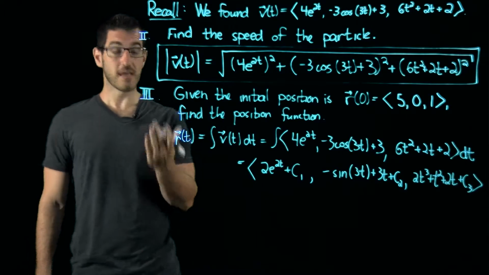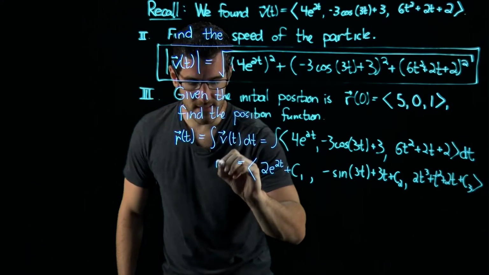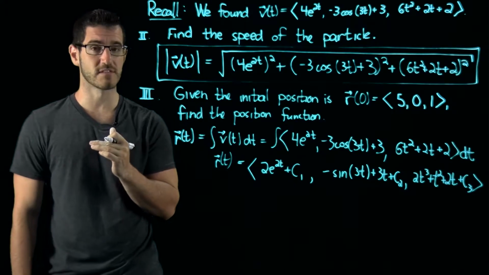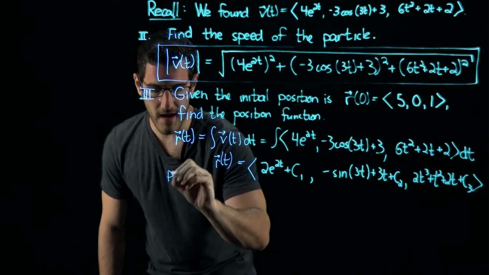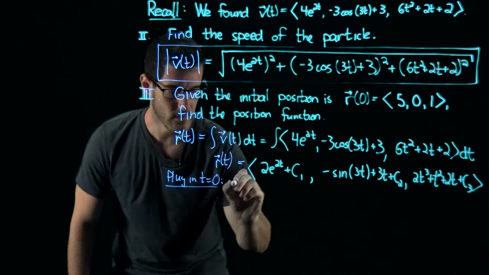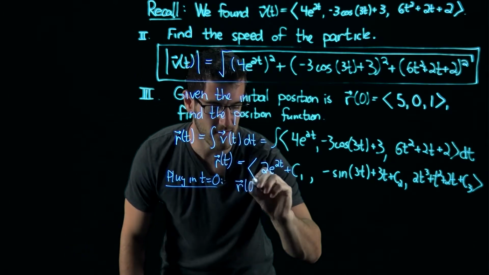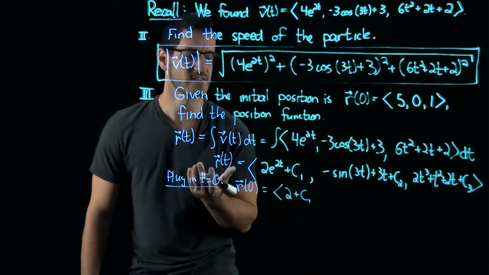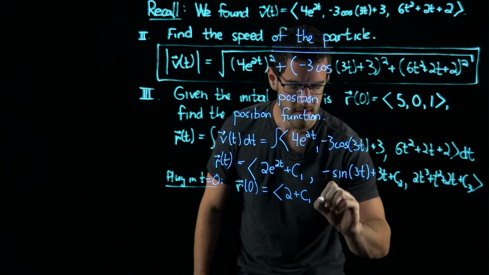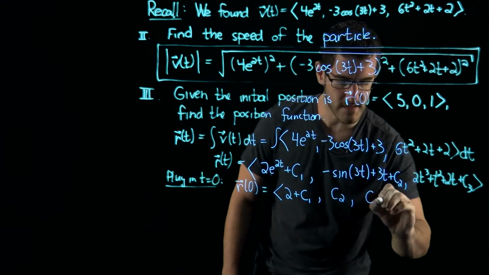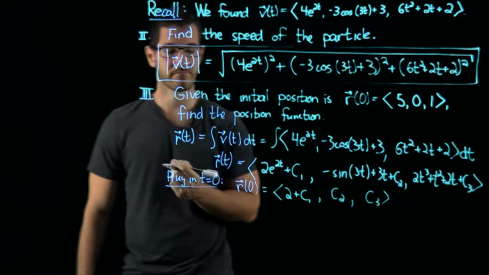So we can do the same thing that we did before. This is an expression for r of t. So we now have 2 ways of writing down r of 0. The first way, I can plug in t is equal to 0. And what do I get? Well, r of 0 is 2 plus c1. Sine of 0 is 0, so the second part is just going to give me a c2. And the last part is going to give me a c3.